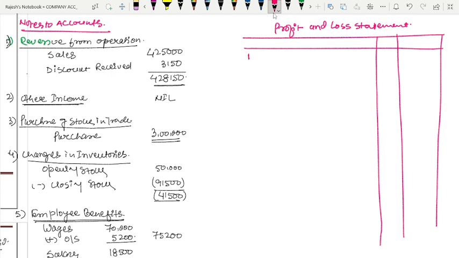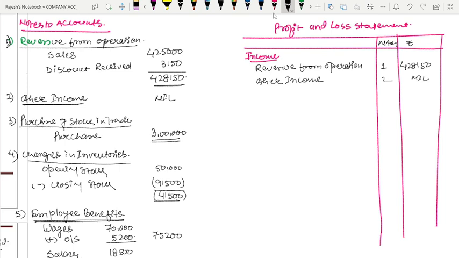Write down revenue, income. Revenue from operation, note number 1, 428150. Other income, nil. Total it, 428150.